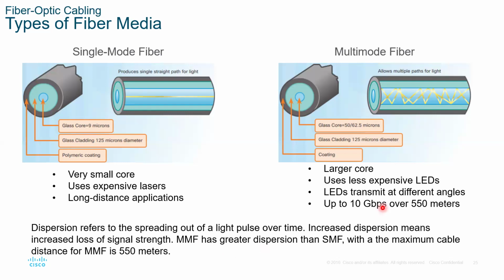So you see that multimode fibers are used for short distances, not very short relative to copper, relative to UTP, to twisted pair, but they are short distances. And if we want to transmit over longer distances, we will use single mode fiber.